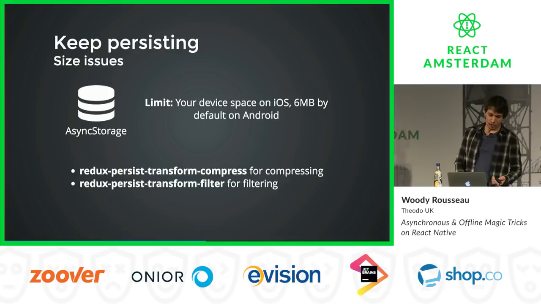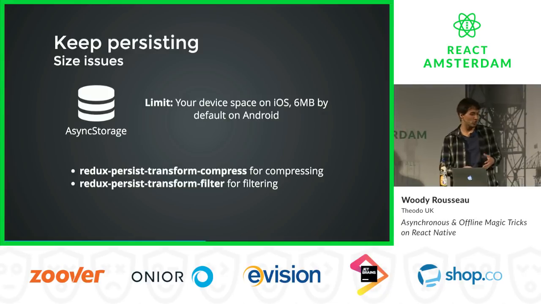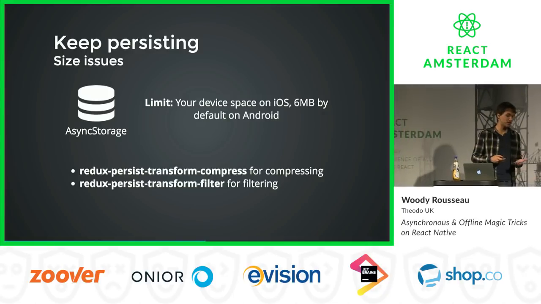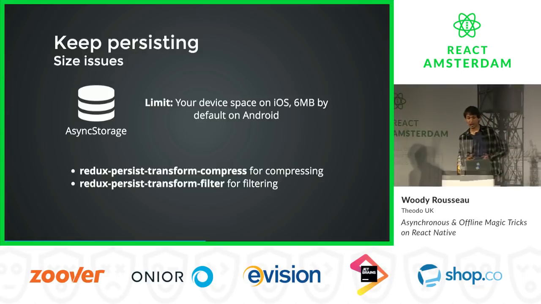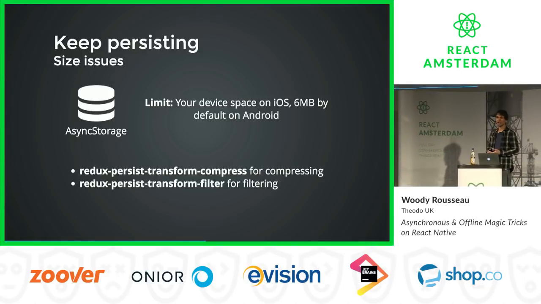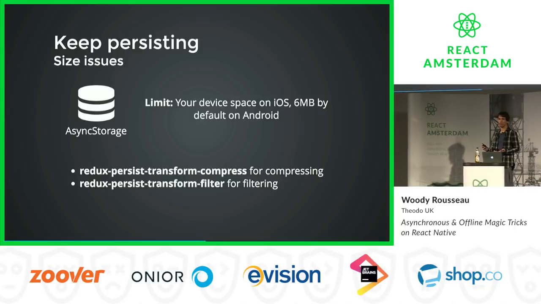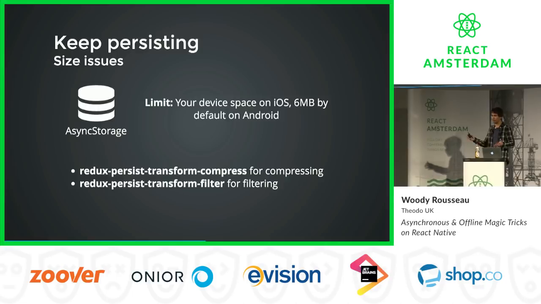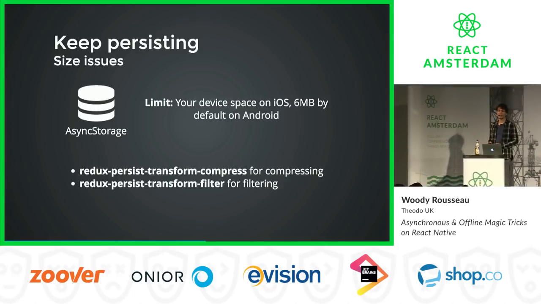And then you may run into some issues. Classic issues when you want to persist stuff are size issues. For iOS, for instance, the limit of what you can store in the async storage is actually the space that you have on the iOS phone. But maybe you don't want your app to fill your phone with data. For Android, it's 6 megabytes by default, but you can change that. But you have to be aware that if you store a lot of things, it might lead into problems.